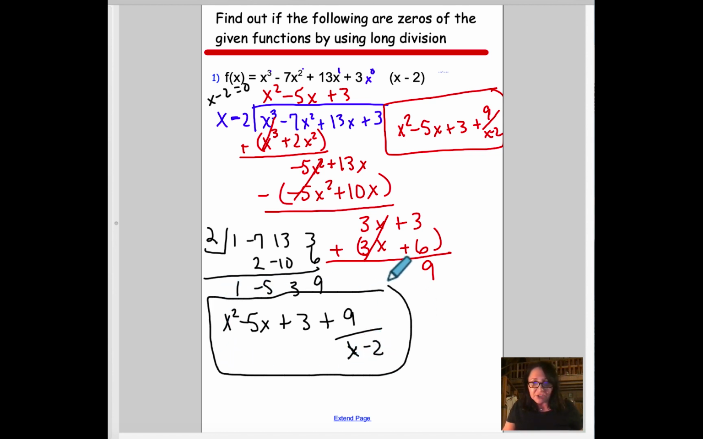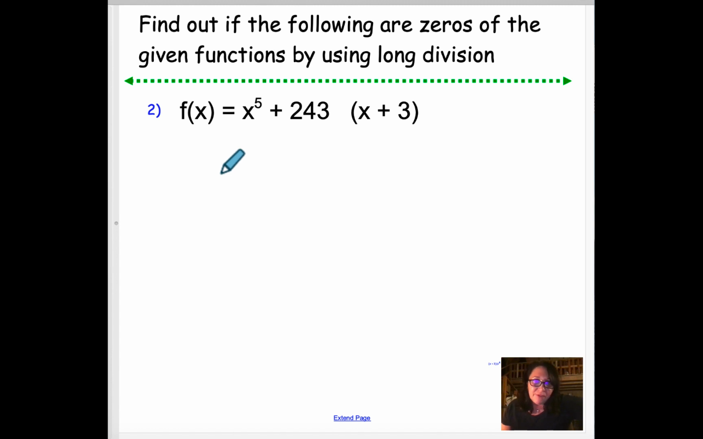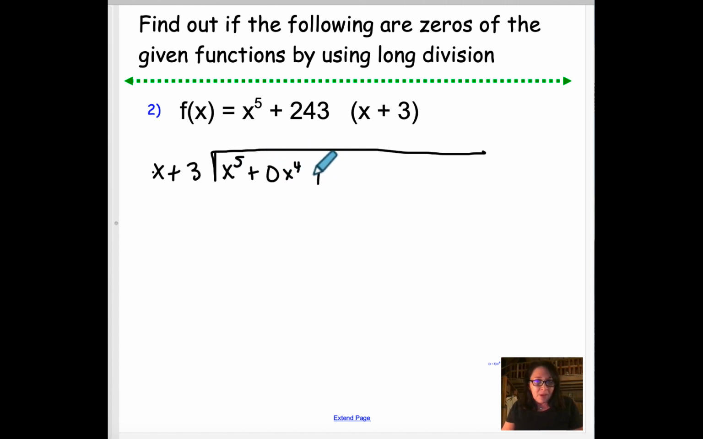x times negative 3x to the 3rd is going to be negative 3x to the 4th. Negative 3x cubed times 3 is negative 9x to the 3rd. Subtract the quantity. Negative, negative cancels. 0 minus negative 9 is positive 9x cubed. Bring down the next term, which is 0x squared.